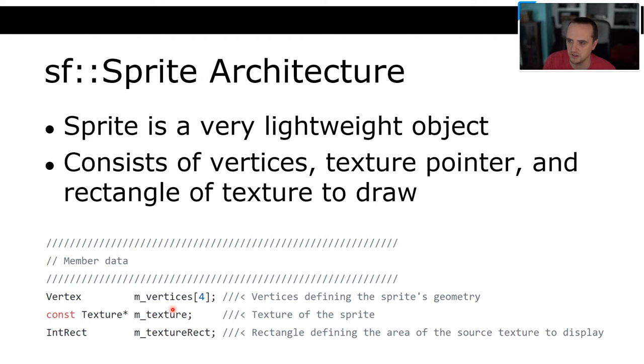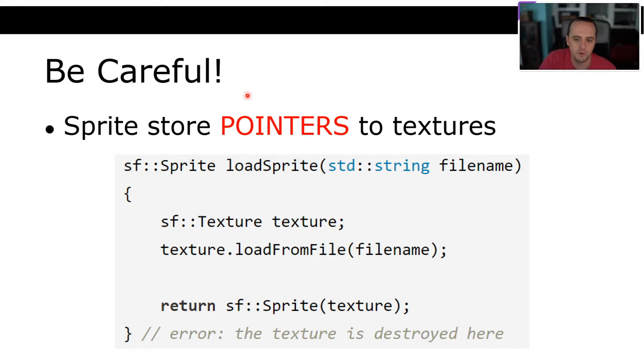So sprites store pointers to textures. All right. Since they store pointers to textures, we have to be very, very careful. This is one of the times where the manual memory management of C++ can really bite us. And if you're not super familiar with things like stack memory and heap memory and how things are allocated and deallocated, it might be very difficult for you to understand why this is bad.